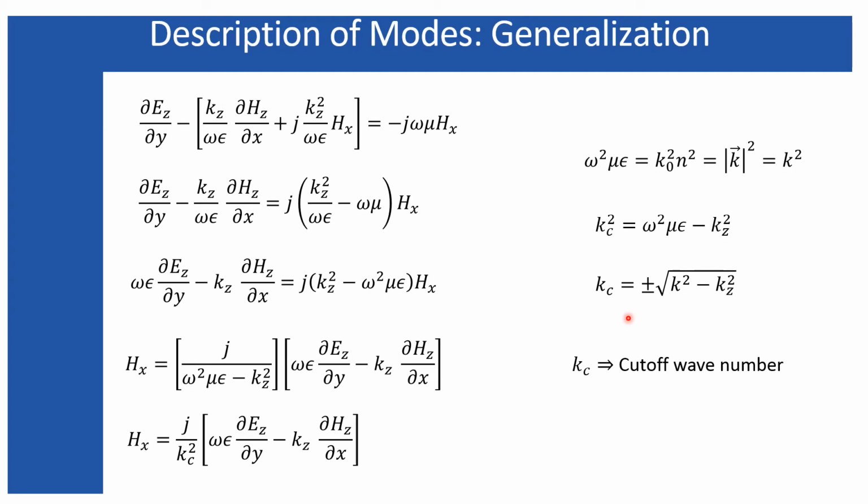We'll see these phenomena later on, when the wave number of the incoming wave becomes greater than the wave number of the particular medium. However, these are the steps I have shown over here for only one component, that is Hx, showing how we can write each of these components in terms of the longitudinal components, that means Ez and Hz.